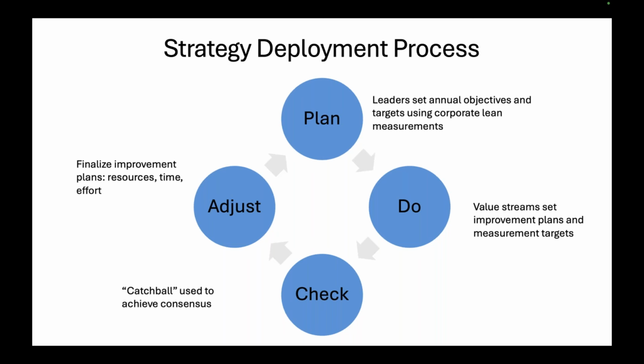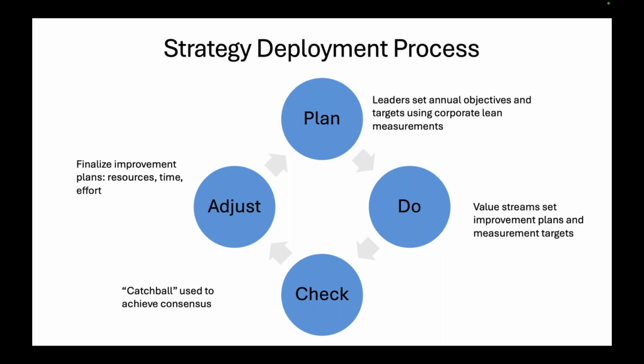And then there's this catchball process between value streams and senior leaders where they achieve consensus. For example, if senior leaders want to see a 30% increase in on-time delivery company-wide, but one value stream doesn't feel like it can get to 30% for whatever reason, there has to be a discussion to agree upon what level of improvement is acceptable.